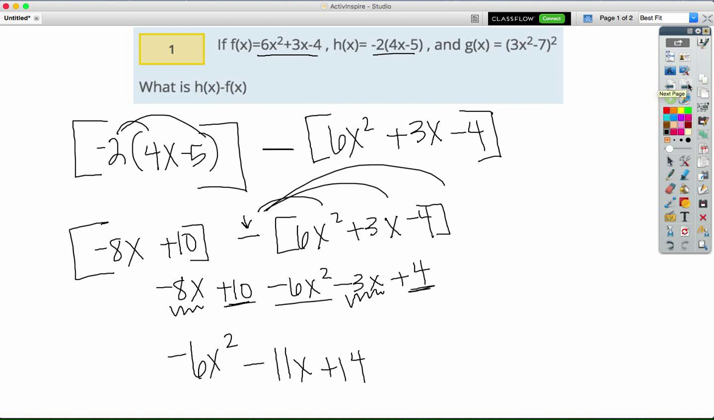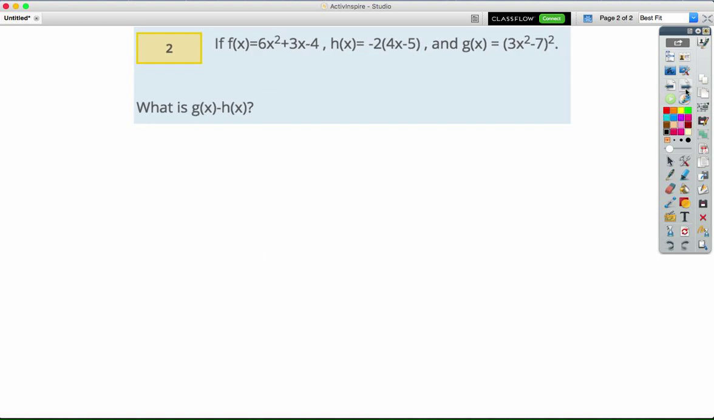The next question is a little bit more complicated. It's asking us to do g of x minus h of x. And so we've got g of x and h of x. So g of x is saying that I'm going to take 3x squared minus 7 and square it. That doesn't mean I'm going to square 3x squared and just square 7. I'm going to actually multiply 3x squared minus 7 by itself, because that's what that means. 3x squared minus 7 times 3x squared minus 7.